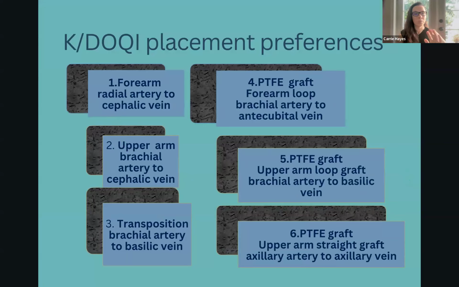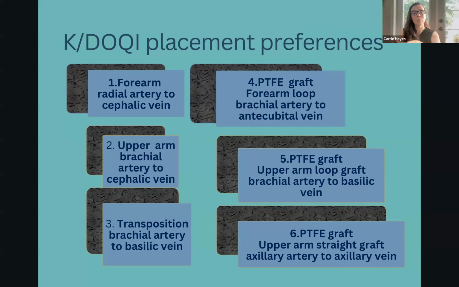Happy for Jill or Lee to jump in on this, but looking at what is our preference, where do we want to go? I think the main thing I would point out here is that it becomes a little more creative and complex as you go on. Obviously, number one, we want to go in the forearm as distal as possible, radial artery, cephalic vein, with the thought being that if this doesn't work, we've got to move up the arm, up the arm, up the arm.